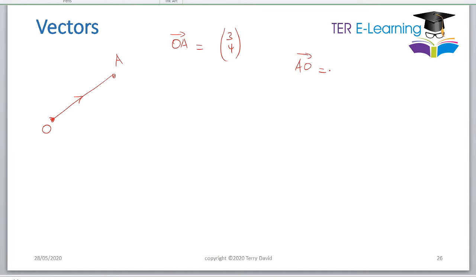Right? So everybody in my class should know what this is, right? But I'm just asking this. What is the vector AO? Right, so students in my class, you should know what this is. What is the vector AO?